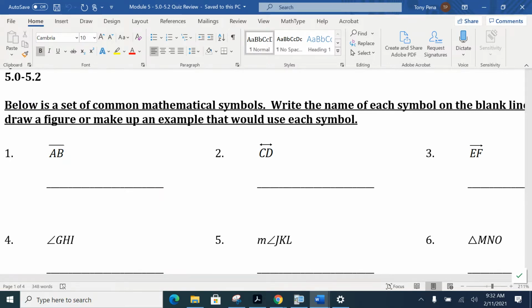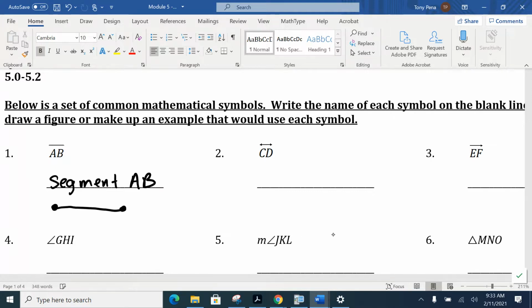When we have a line that has an endpoint on both ends, what we call that is a segment. So in terms of what this would be called, this would be segment AB. That's how that would get read. I ask you to then draw what that figure would mean. So if I were to ask you to draw this, it would be a segment that has a starting point and an ending point. One of them has to be A, one of them has to be B. So that's what segment AB would look like.